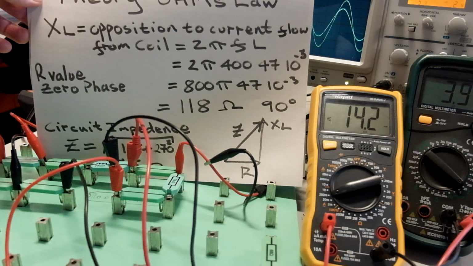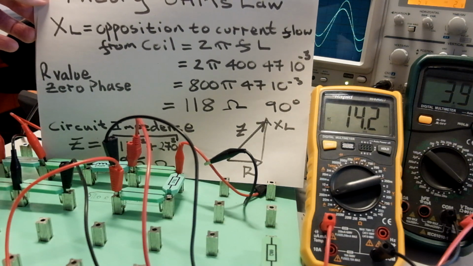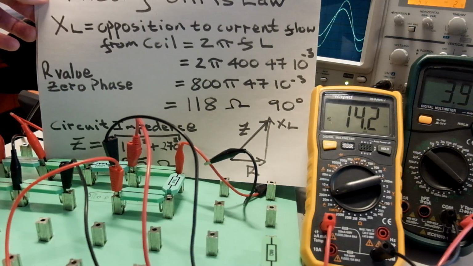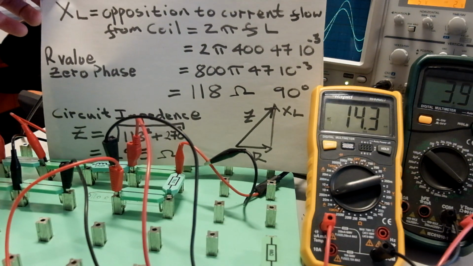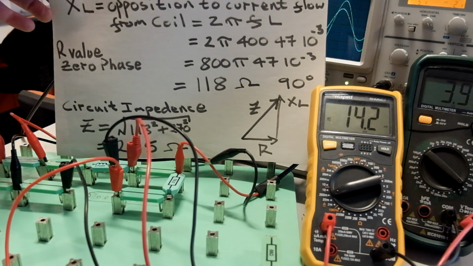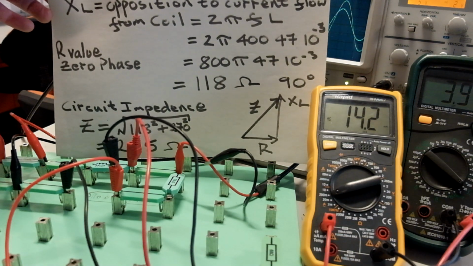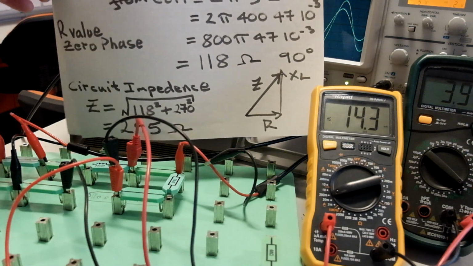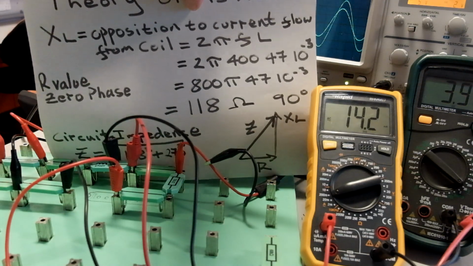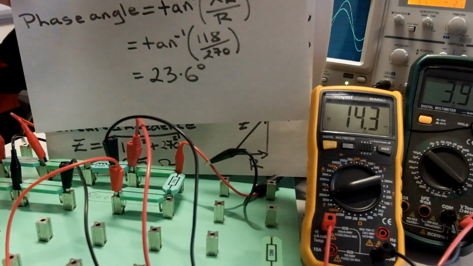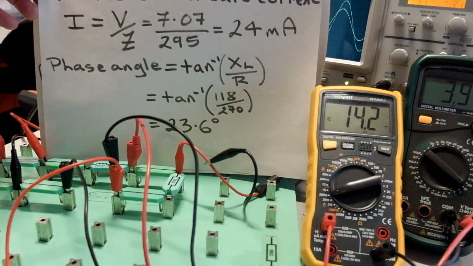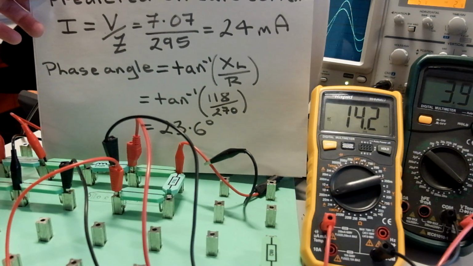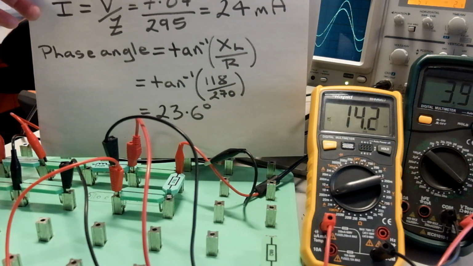This is a two-dimensional computation, it's magnitude and phase angle. The phase angle of XL is 90 degrees with respect to the resistor. So to work out the circuit impedance, the opposition to current flow for the series circuit with R and L in series, we have to use Pythagoras, and it works out to be 295 ohms. From that 295 ohms, we can predict from Ohm's law, V divided by Z, that we should get 24 milliamps. That should be the current in the physical circuit.